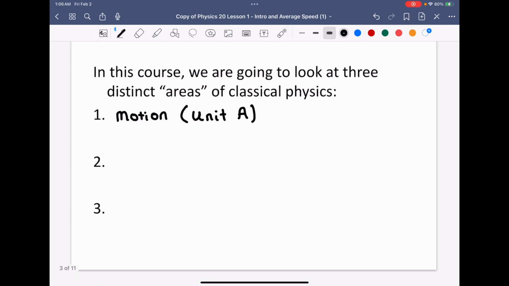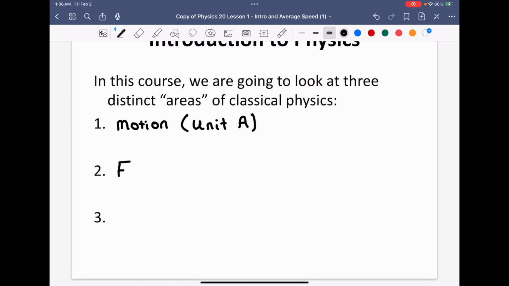The next one is going to be forces. And forces gets introduced in Unit B and then continues on throughout the rest of the semester. So I'm going to consider this to be Unit B/C. It could even honestly be Unit D, but mainly we start introducing the big conceptual pieces around forces in Unit B and then going on to Unit C.